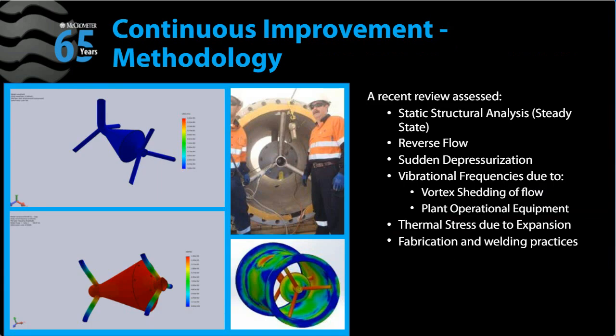One case study that I wanted to go over is the improvement on our large V-cone flow meters. Our R&D team conducted a recent review which looked at how a number of things impacted V-cone flow meters: a static structural analysis at steady state, reverse flow, sudden depressurization of the line, vibrational frequencies, which could be due to vortex shedding of the flow or plant operational equipment, thermal stress due to expansion, and fabrication and welding practices.